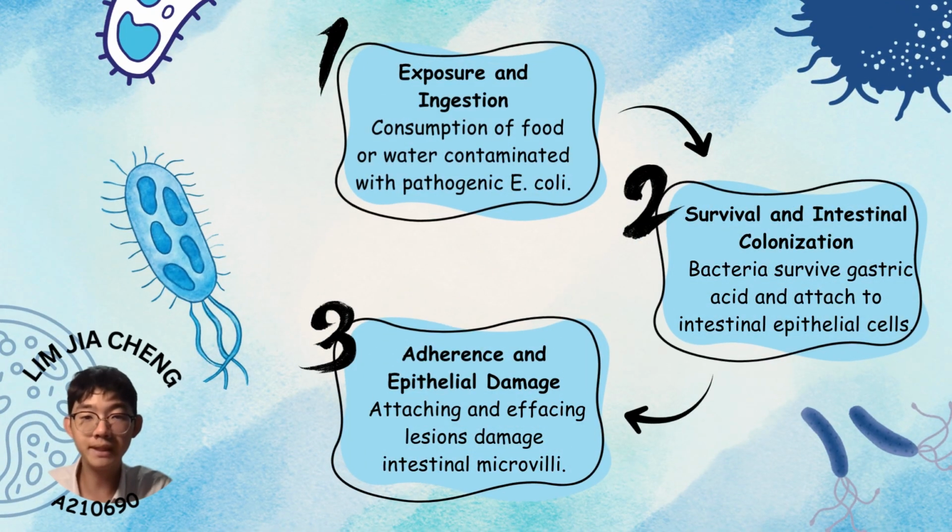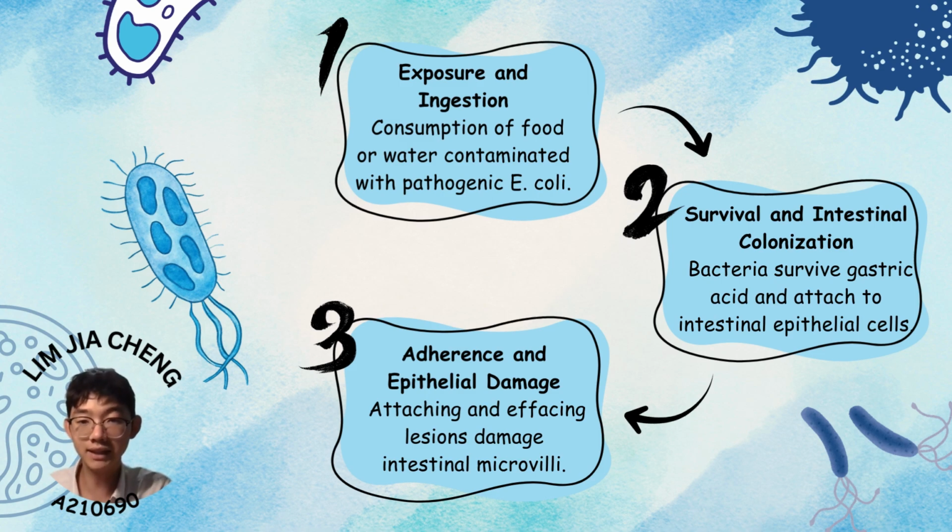First, the infection begins with exposure and ingestion. Humans become infected when they consume food or water contaminated with pathogenic E. coli. The bacteria survive the acidic environment of the stomach, and certain strains of E. coli are able to tolerate the gastric acid and successfully reach the intestines.